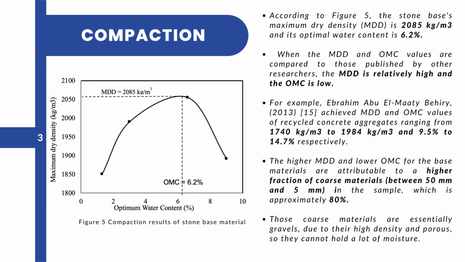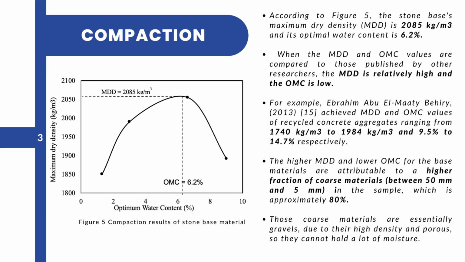For the compaction, if we refer to Figure 5, the compaction curve, the optimum moisture content obtained is 6.2%, and the maximum dry density is 2085 kg per cubic meter. According to previous research by Ibrahim Abu El-Maati Bahiri in 2013, the range was between 1740 and 1984, so we get slightly higher, 2085. The OMC was 9.5 to 14.7, so we get slightly lower, 6.2.